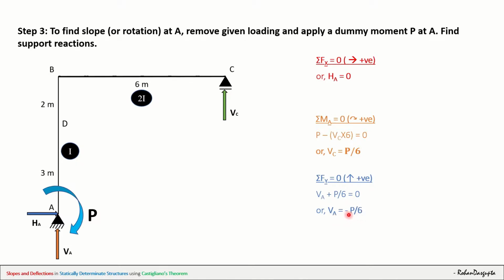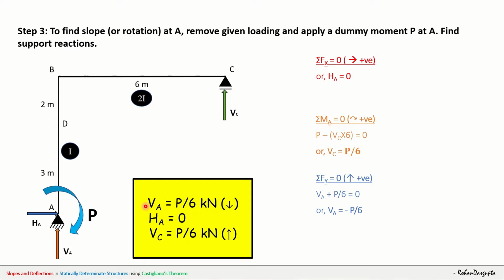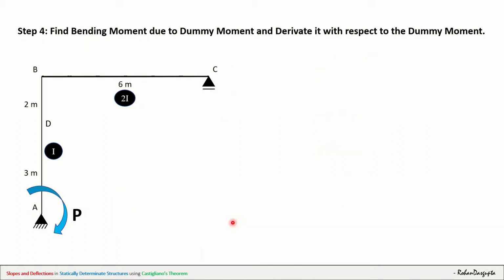Now what does this minus mean? It means that our chosen direction of VA was wrong. VA is actually in the downward direction. HA is anyway 0 and P by 6 is in the upward direction. So I will choose to draw them like this. P by 6 I am drawing in the downward direction. HA is not there, HA is 0, so I am not going to even draw HA. And VC is in the upward direction, P by 6.